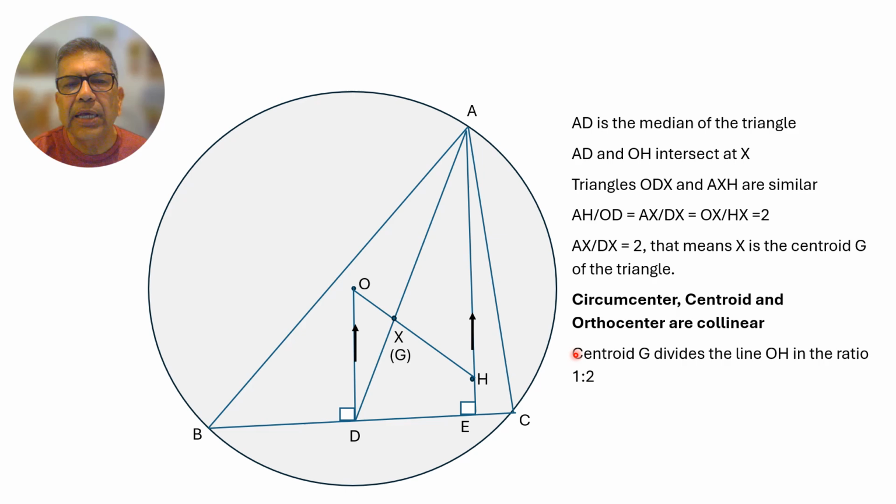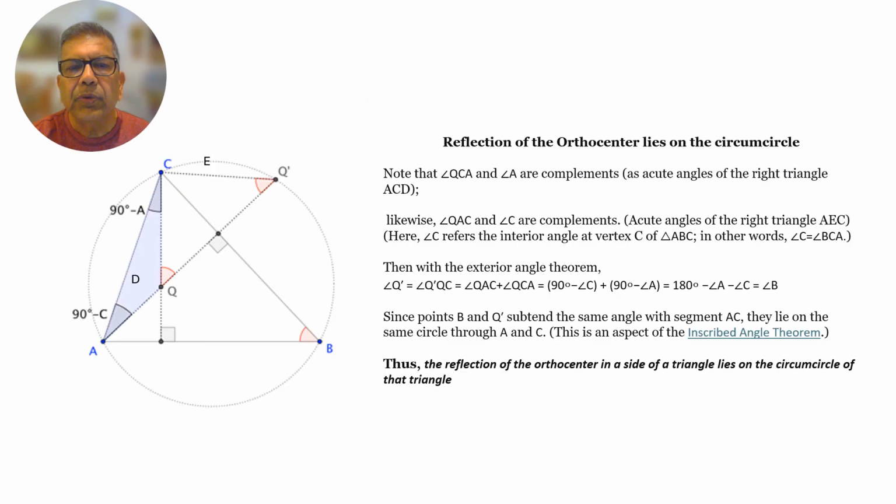Now let's go to the reflection theorem, which I said I will prove. This is the triangle, this is the circumcircle. We don't know whether it's a circumcircle or not. Let's assume Q is the orthocenter. Q prime is the reflection of Q about this side BC. And we are going to show that Q prime, the reflection, lies on the circumcircle of the triangle.